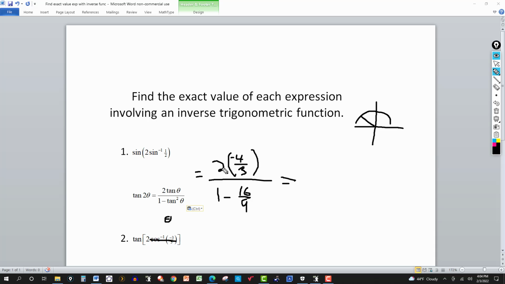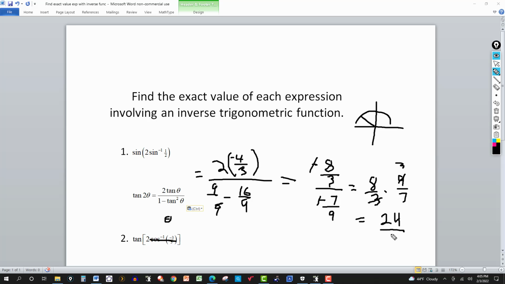So simplifying this then, we've got 2 times this fraction here, that's going to give us negative 8 over 3. And here find the LCD. Multiply this one by 9, numerator and denominator, so I get 9 over 9. So 9 over 9 minus 16 over 9 gives me negative 7 over 9. And of course the negatives will cancel out here. So this should give me 8/3 divided by 7/9. Invert and multiply here. 3 divides into the 9 three times, and I get a 3 left over. I get 24 over 7. So the exact value for this is 24 over 7.